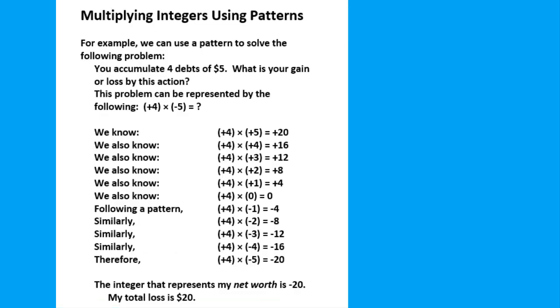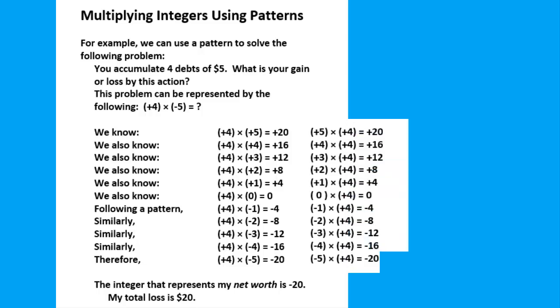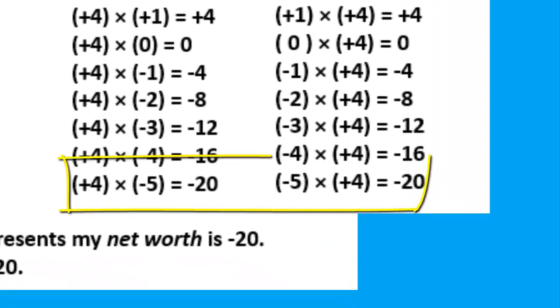Let's look at what happens to the pattern if we change the order in which we multiply. Let's start with positive 5 times positive 4 this time. This means that we have 5 groups of positive 4, which equals positive 20. Let's keep the pattern going. Working our way towards 0 and beyond, we can see that the pattern continues again into the negatives. Eventually, we will get to negative 5 times positive 4, which is negative 20. The order in which we multiply the numbers doesn't matter. This is the commutative property of multiplication.